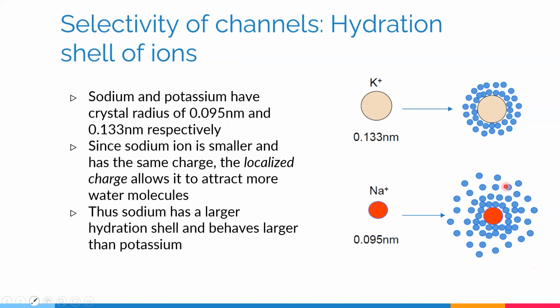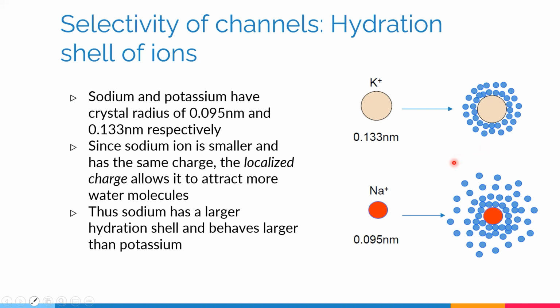Localized charge is the parameter that guides the size of the hydration shell of a particular molecule. Since the localized charge of sodium ion is way higher, therefore the hydration shell of sodium is much larger than that of potassium. Thus, in effect, sodium in a hydrated condition behaves as if it is much larger than potassium itself.